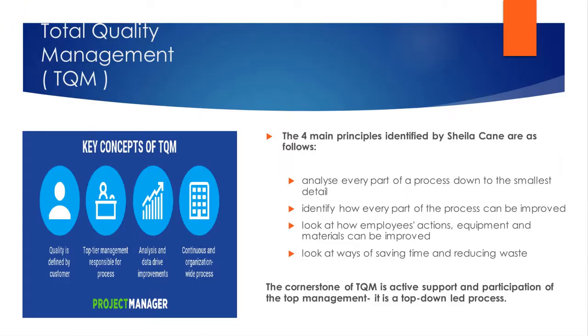One integral part of total quality management is the concept of Kaizen. The 4 main principles of Kaizen, as identified by Sheila Kane, are as follows. Analyze every part of a process down to the smallest detail. Identify how every part of the process can be implemented. Look at how employees' actions, equipment and materials can be improved. Look at ways of saving time and reducing waste.